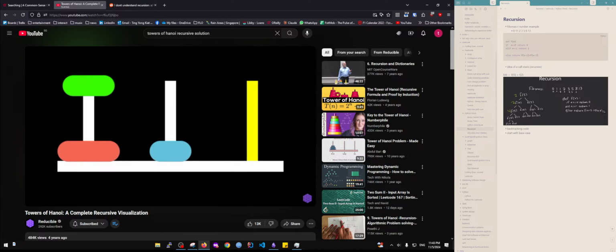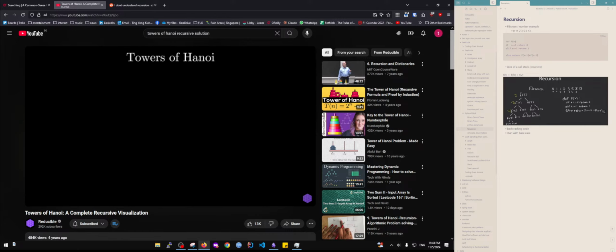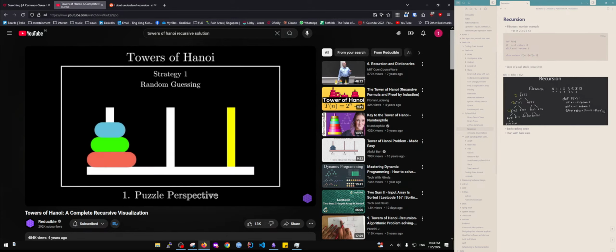At any point in the process of moving discs, you are not allowed to move a larger disc on top of a smaller disc. This rule is what makes this problem significantly more challenging to solve. In this video, we will dive into the Towers of Hanoi problem in 3 distinct phases. First, we'll approach it from the perspective of a puzzle, where we'll try to come up with a strategy for various configurations.